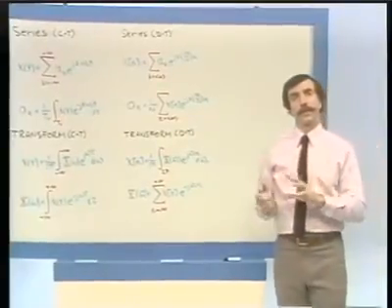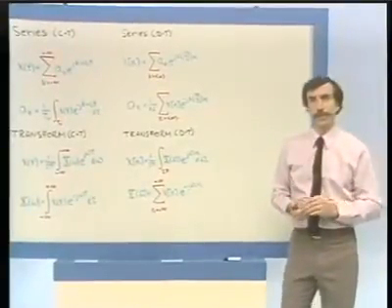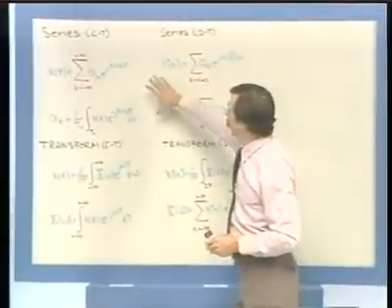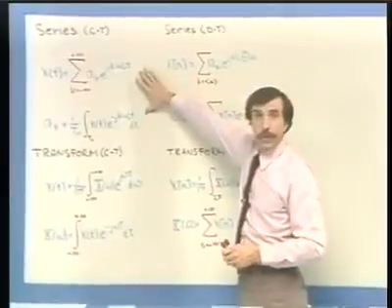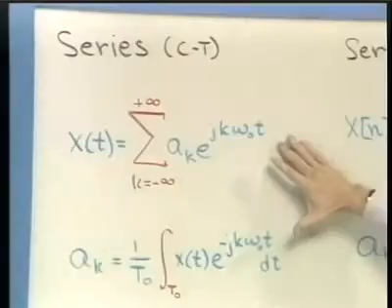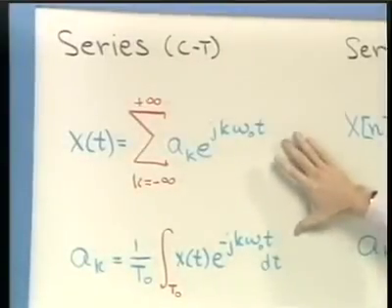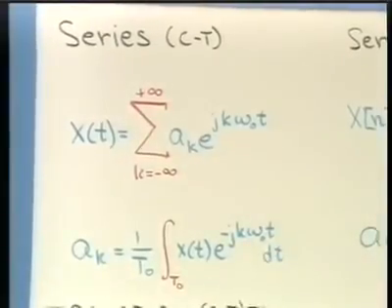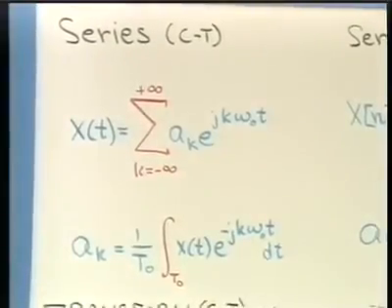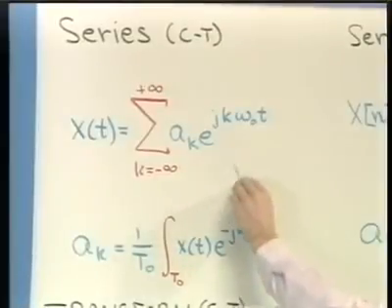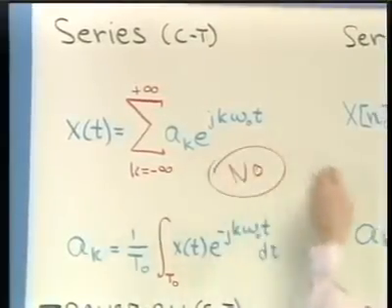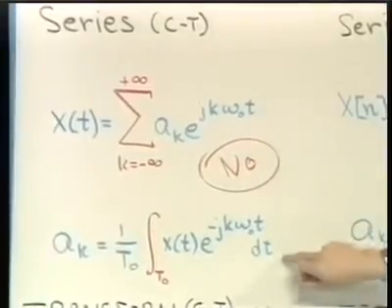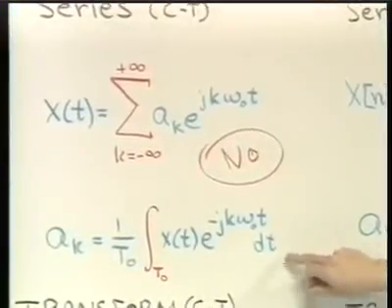Now, this, among other things, has an important consequence for duality. Let's go back again and look at this pair of equations. And clearly, there is no duality between these two equations. This involves a summation. This involves an integration. And so, in fact, if we make reference to duality, there isn't duality in the continuous time Fourier series.